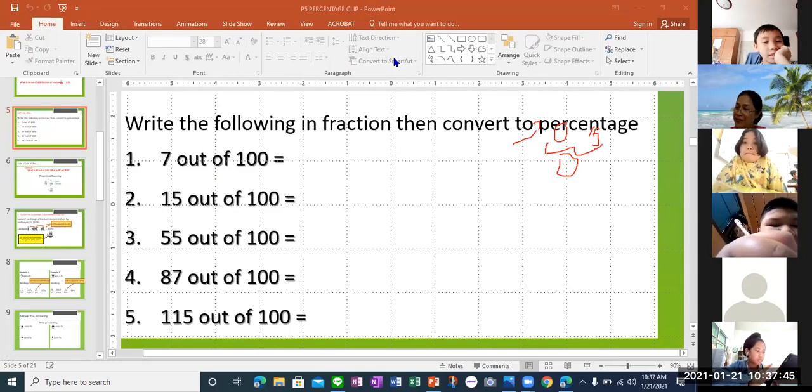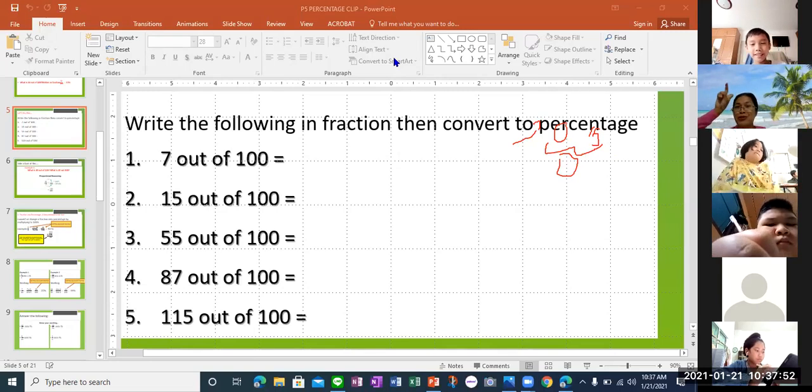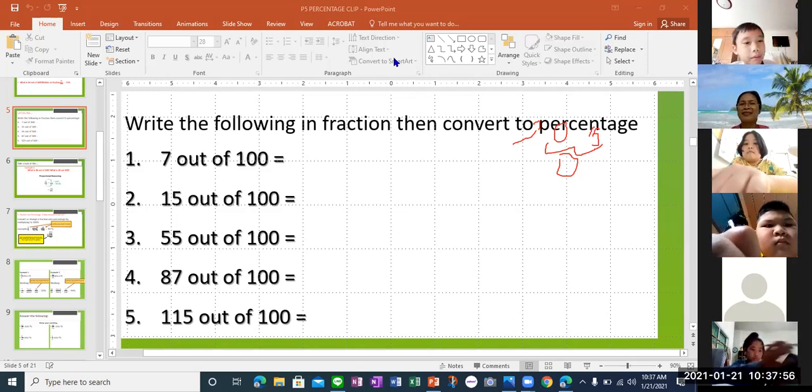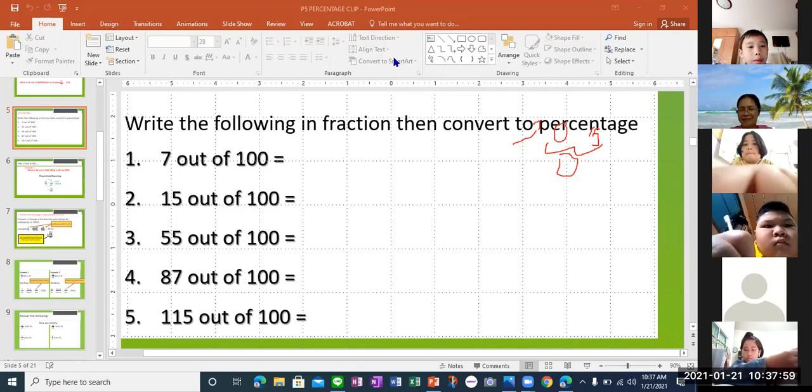So it's very easy. Like I said, you're just going to move the decimal places. Number 1, 7 out of 100 is 7%. 15 out of 100 is 15%.